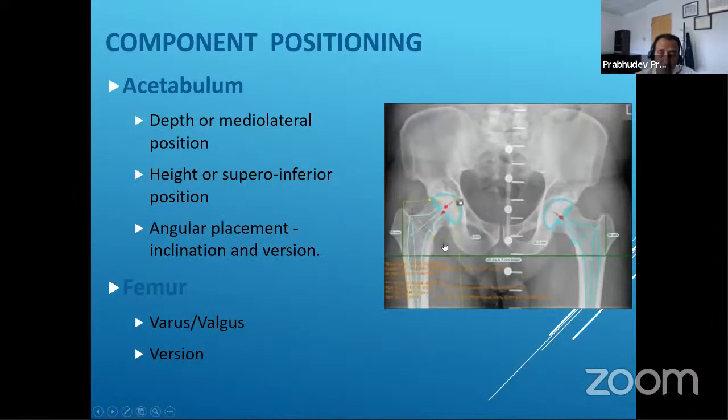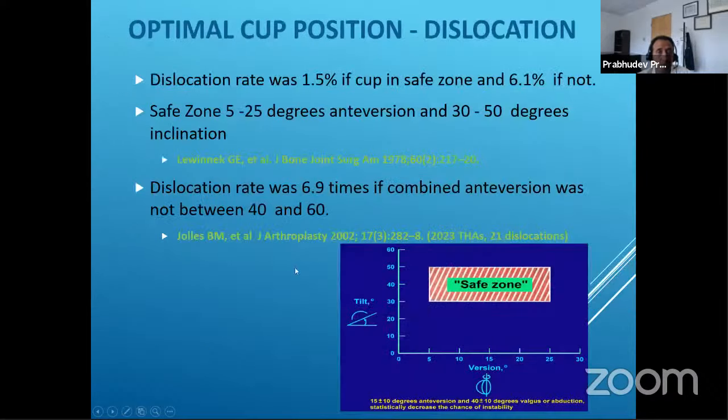Component positioning, as we all know, is very important. A few slides about what the good techniques of getting proper implant positioning are. Acetabulum, the cup should be placed in appropriate depth, the medial lateral position. Appropriate height is the supero-inferior position. The angular placement is the inclination and the anteversion. Femur is equally important. Appropriate varus valgus position and appropriate version of the femur component is very important.